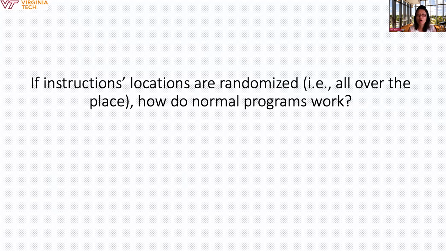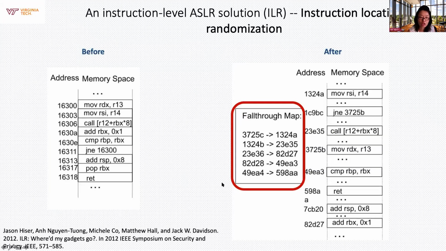But you may wonder how this can be possible if the instructions are no longer following the correct order. How can normal programs get executed? How can normal programs work? That's a very good question, and let's take a look. In instruction level ASLR, the short story is that there is a secret mapping that tells the legitimate program where everything is. You can put it away, but as long as you keep track of the new address, you can still locate it. So before, without ASLR, you have this kind of consecutive memory space.